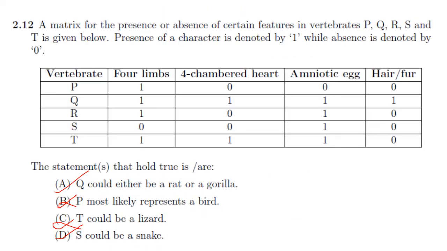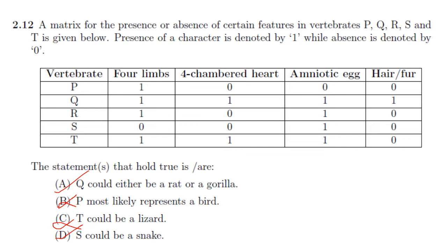Then next one, the matrix for the presence or absence of certain features in vertebrates P, Q, R, S and T are given below. Presence of a character is denoted by 1 while absence is denoted by 0. The statements that hold true is or are: Q could be either a rat or a gorilla. So what is Q? Q is having 4 limbs, 4-chambered heart, amniotic egg, hair or fur, yes. Q can be a rat or a gorilla, so that is correct. That is, mammalian characters are given for Q.